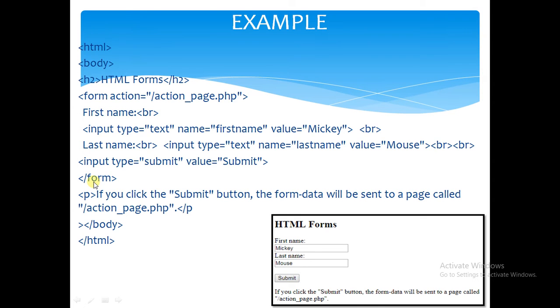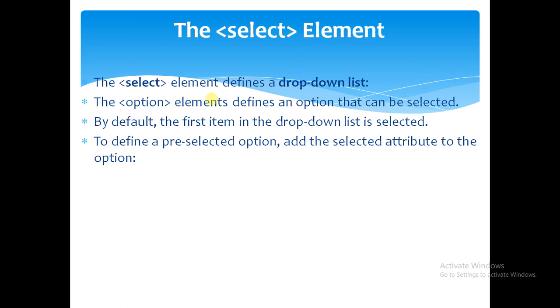Form close. Paragraph: if we click the submit button, the form data will be sent to the page called action_page.php. It means that the first name and last name data will be sent to action_page.php. This is the simple example.